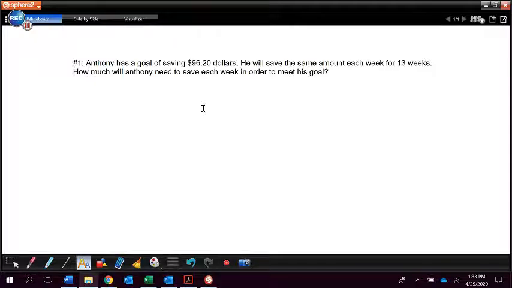And he wanted to do this in the process of 13 weeks. So how much does he have to save each week in order to meet his goal? That means that if his goal is $96.20 and he has 13 weeks to do this, how much money should he be saving weekly so that he meets his goal? So we're going to go ahead and work on this problem together.